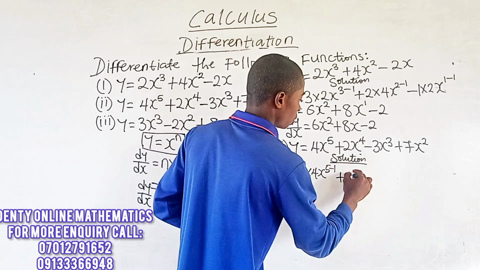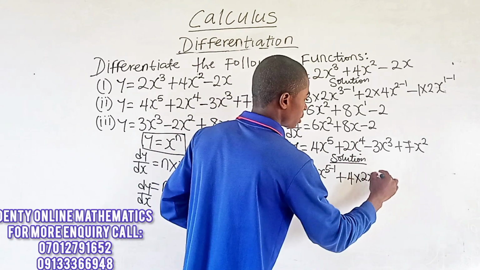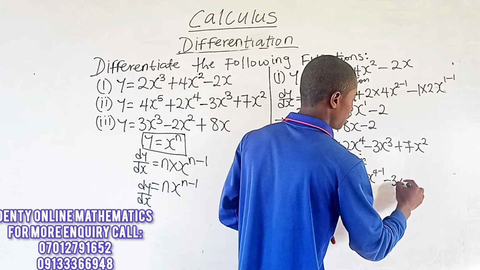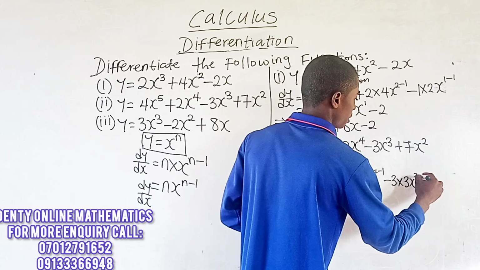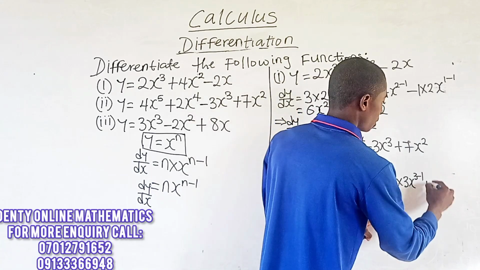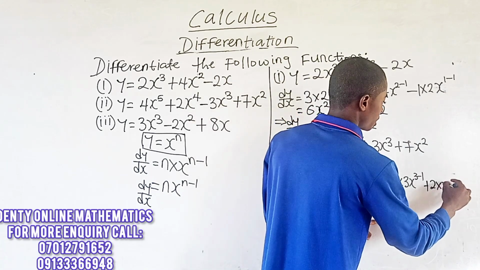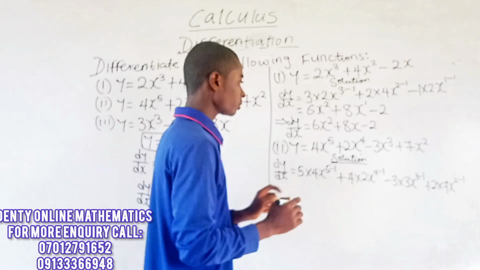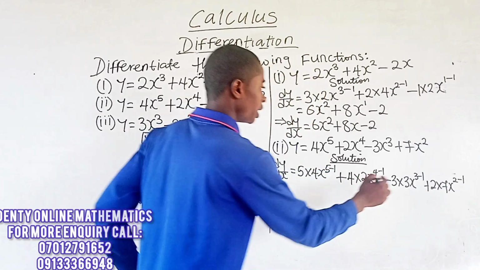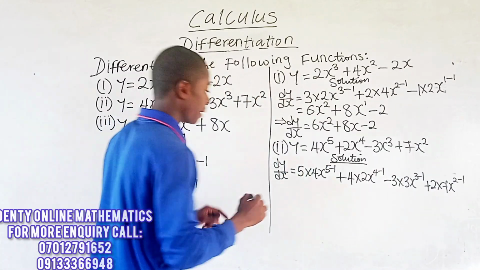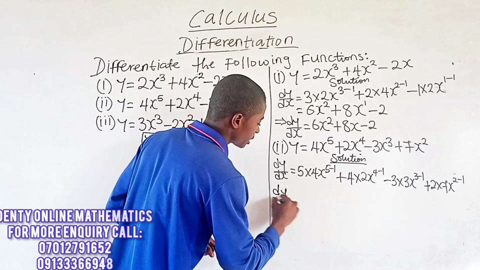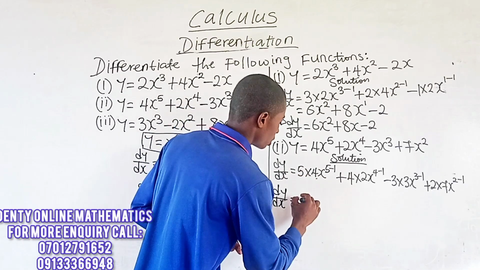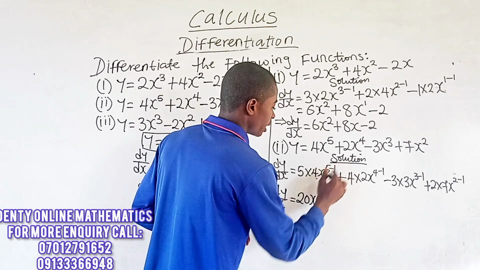For this one, it's going to be 4 times 2x power 4 minus 1. You get? And then for this, minus 3 times 3x power 3 minus 1. And then for this, plus 2 times 7x power 2 minus 1. You get? This is what we are following, this rule that we have already stated out here. Now it implies that our dy over our dx is equal to 5 times 4x, which is 20x. 5 minus 1 is 4.